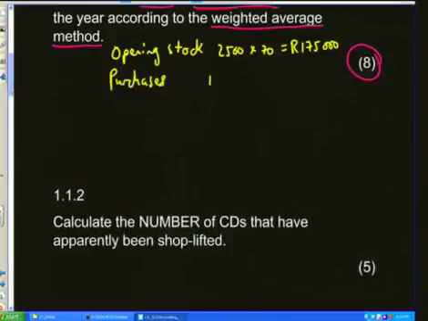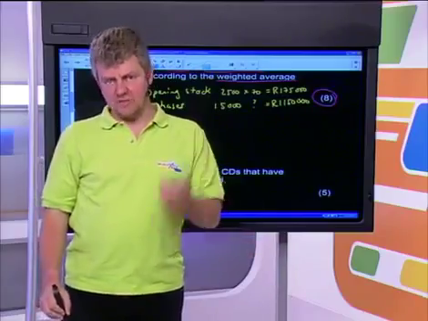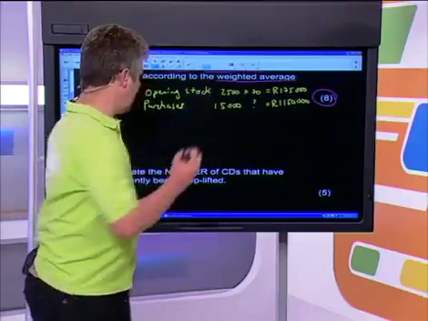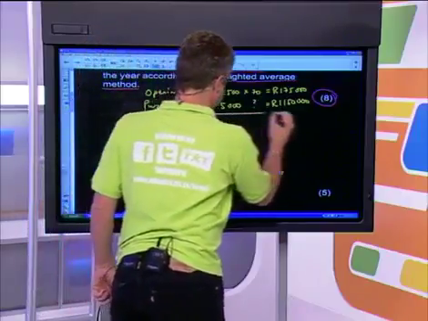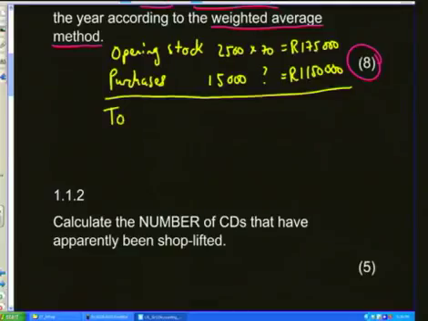Our purchases were 15,000 CDs at 1,150,000 Rand. I'm not going to put a price in here because our 3 prices were different. We bought some at 60, we bought some at 80, and we bought some at 90. So what we now do is we've got our opening stock and our purchases, and we add them together and get a total. And we actually add the number of units together. Remember, this is the number of CDs, 2,500 and 15,000. And this here is the cost of CDs in rands. So we're going to add both of these together, and we're going to use that to calculate the weighted average.